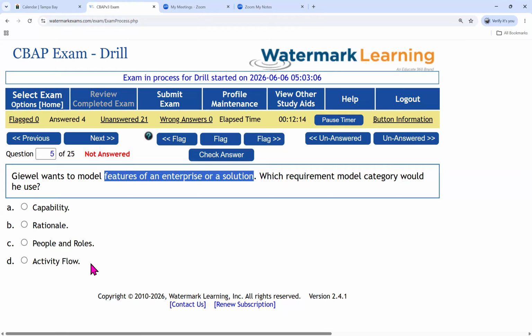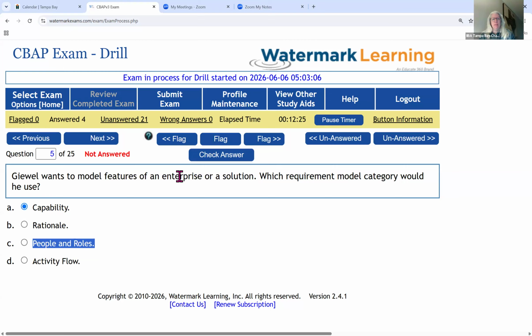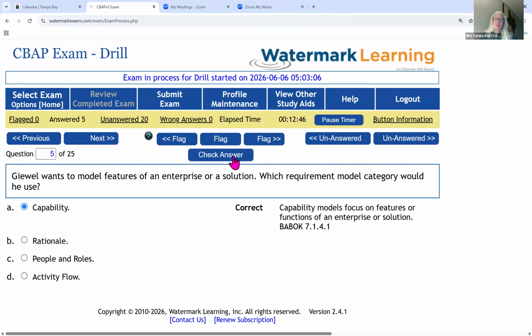Maybe the correct one is capability. Okay. So we can eliminate people in roles, because this is not what this is asking for. Okay, I've got one vote for A. Amarachi? Jose, what do y'all think? Capability as well. Okay. Capability models focus on features and functions of an enterprise or a solution.